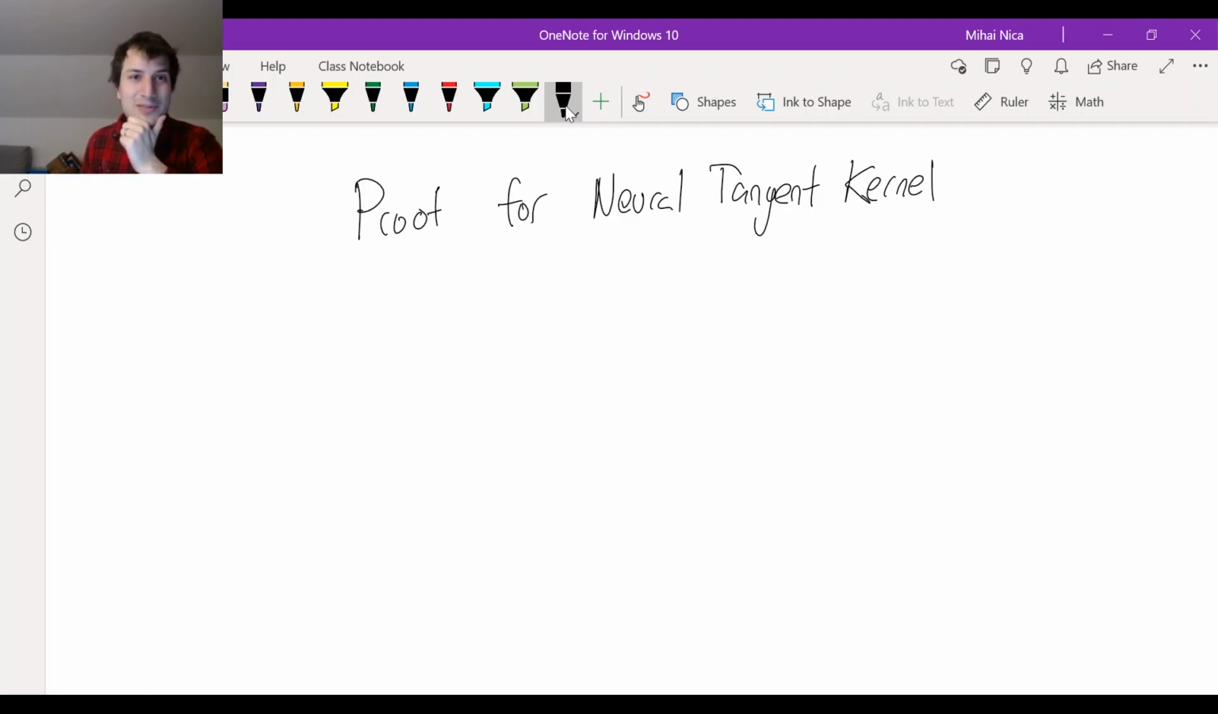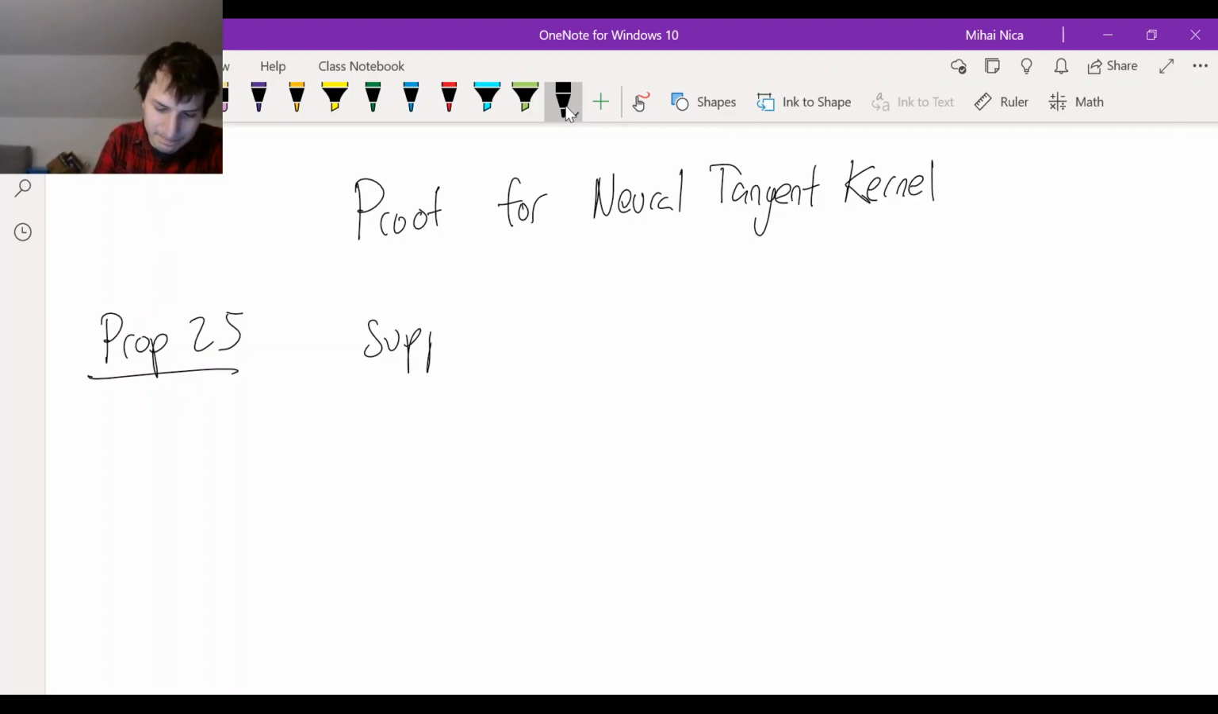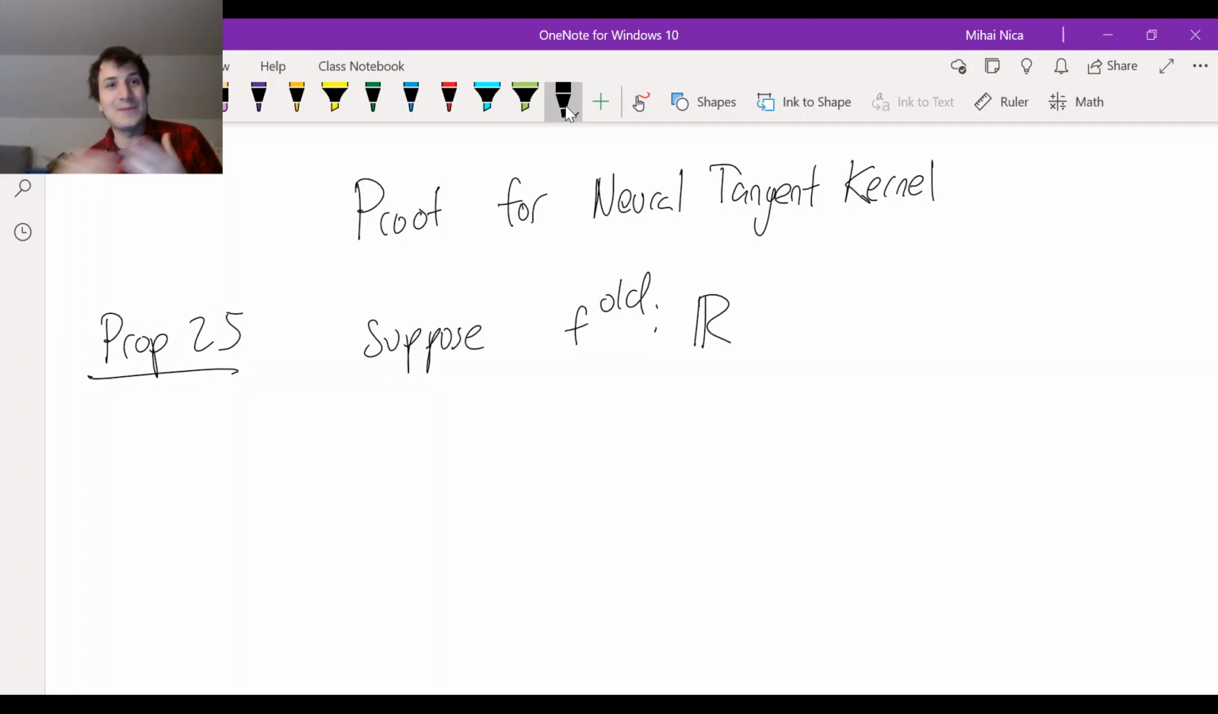So here is the proposition. Just like before, we have an f old and an f new. This is called proposition 25 in the notes. So suppose you have some function f old, and in this one, the parameters matter. In the NNGP thing, it was a statement about random functions and their distribution. But now this is a statement about gradients. So you've got to make sure the parameters are in there.